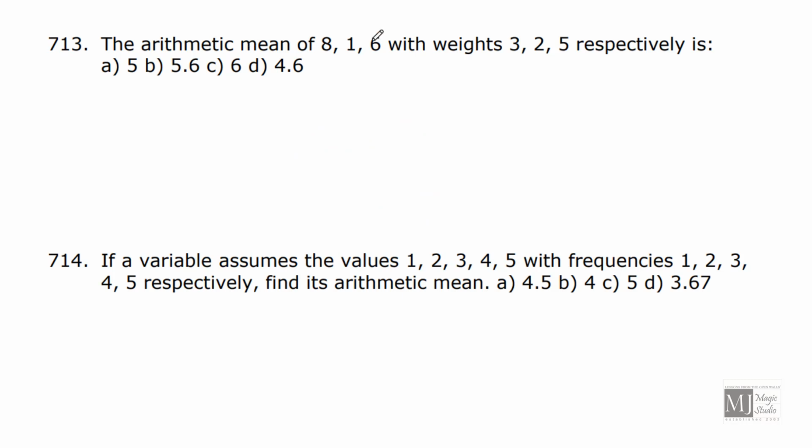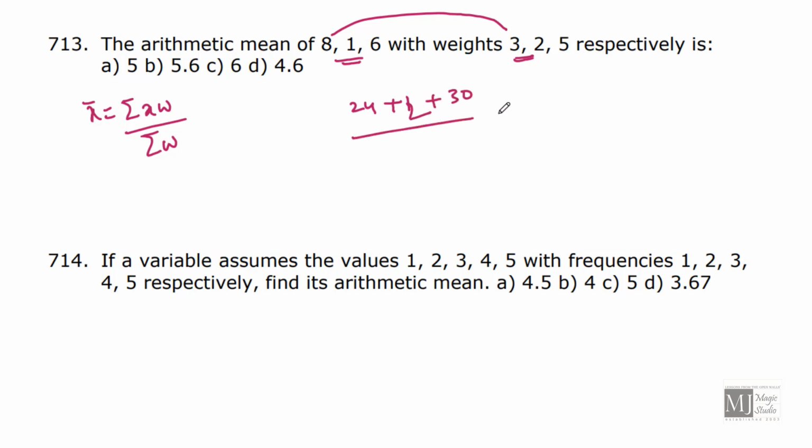Find the arithmetic mean of few numbers with weights. When weights are given, then arithmetic mean is simply summation of x into w divided by summation of w. 8 into 3, 24, plus 1 into 2, 2, plus 6 into 5, 30, divided by sum of weights. 3 plus 2 plus 5 is 10. So this is 20, 30 and 56 by 10, that is 5.6.